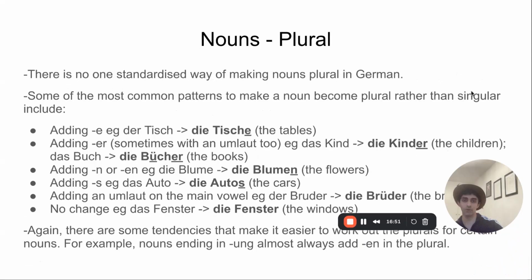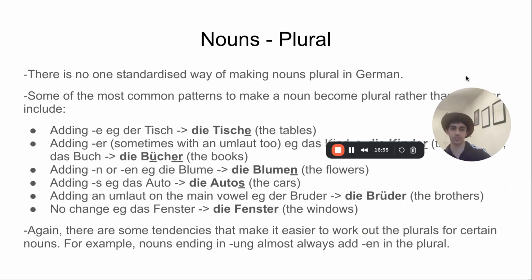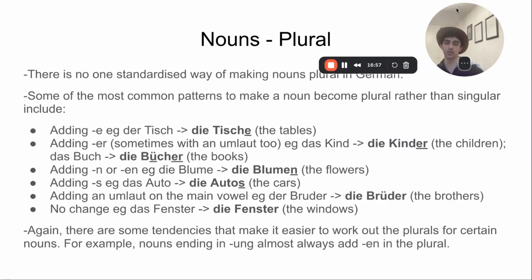Okay, now we move on to another tricky aspect of nouns in German, which is the plural. So plural, of course, is talking about describing whenever there's more than one of something. Generally people will learn the singular form first, because that's the form that is in the dictionary, for example, the standard form of a noun, like der Tisch, the table.